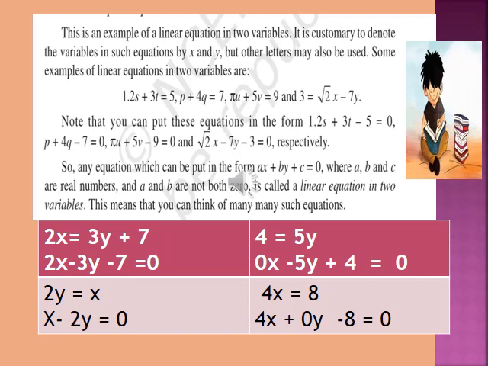minus 7y. Note that these equations can be written in the form of equal to 0. The first one becomes 2s plus 3t, and we shift the minus phi to the other side of the 0, so it becomes 2s plus 3t minus phi equals 0. In the same way, the second equation is p plus 4q minus 7 equals 0. The third equation is pi u plus phi v minus 9 equals 0. And for the last one, we have to shift 3 to that side.